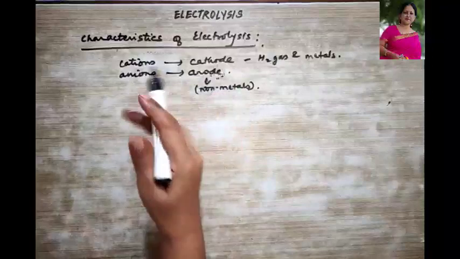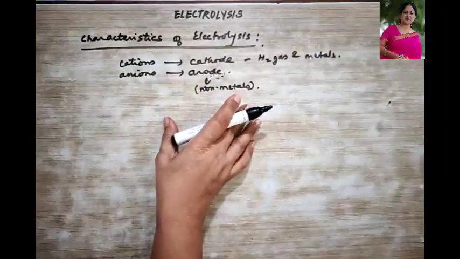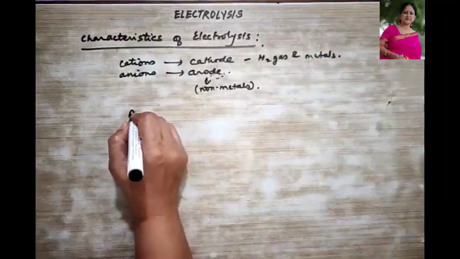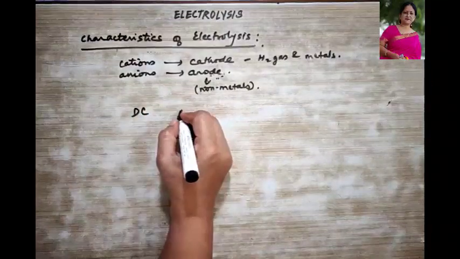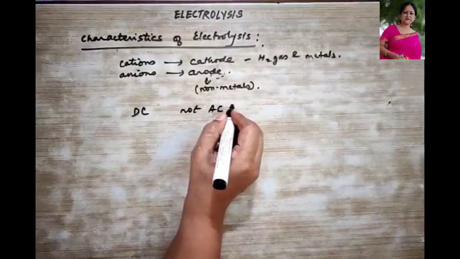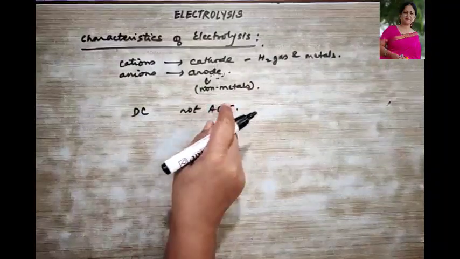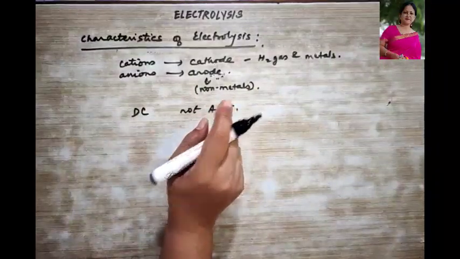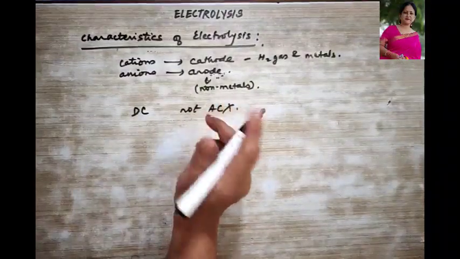Then what kind of current should flow through the electrolyte? It should always be DC current, not AC. Why not AC? Because AC current does not cause any chemical change when passed through an electrolyte.